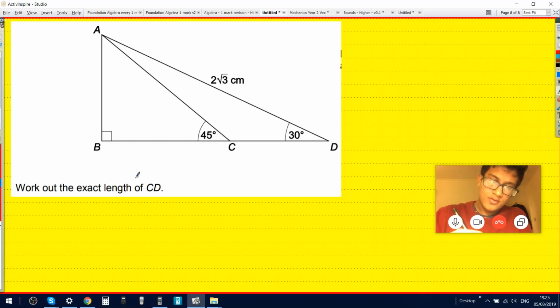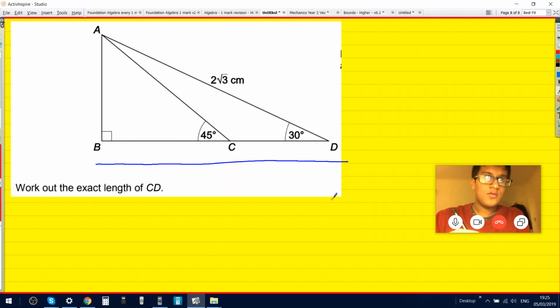So maybe if we found the base of the big triangle. Any idea how we do that? Yeah. So it's theta and cos, yeah. Cos x. A over 2√3. Cos 30 equals a over 2√3. A equals 2√3 cos 30.